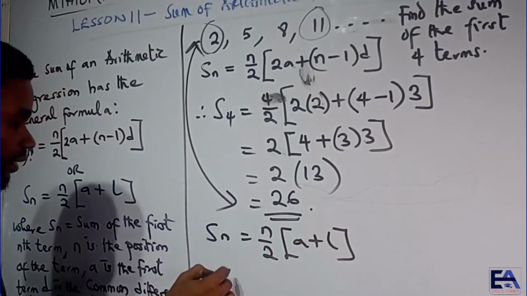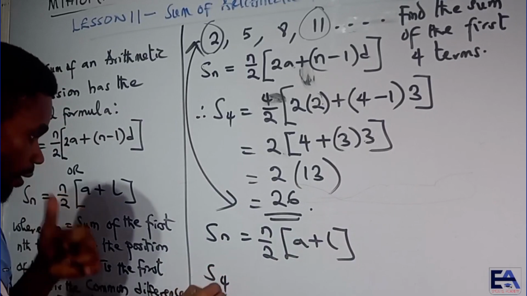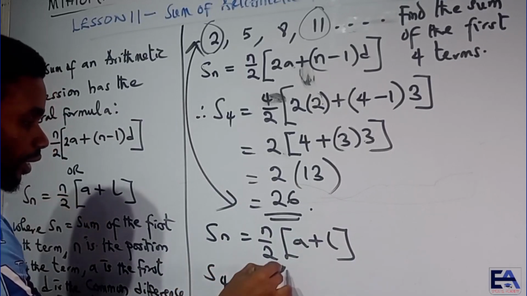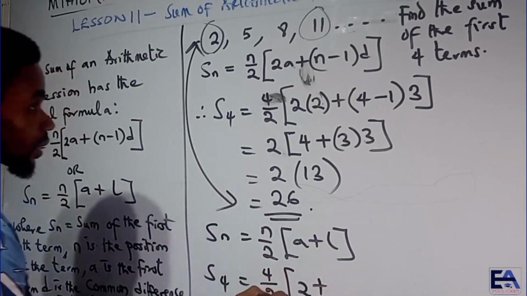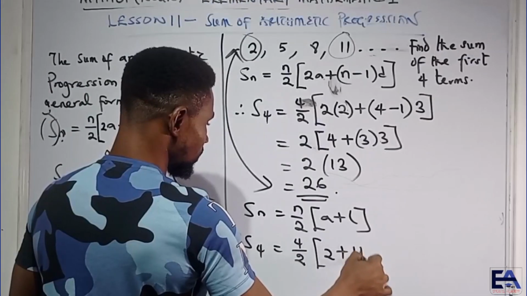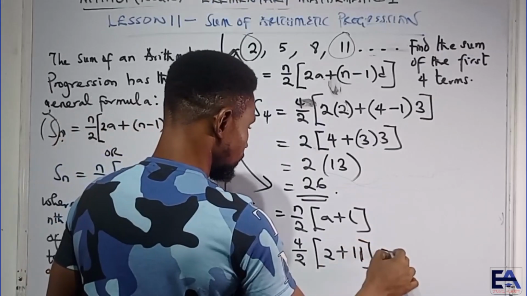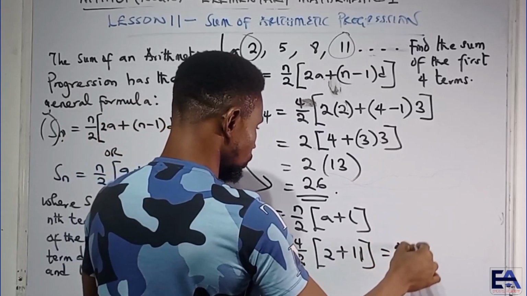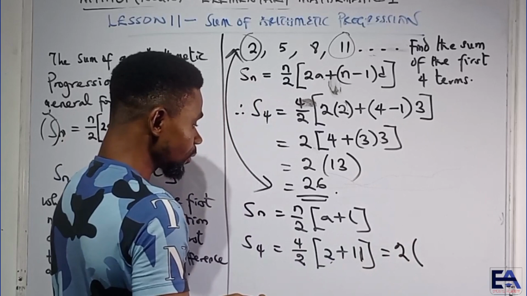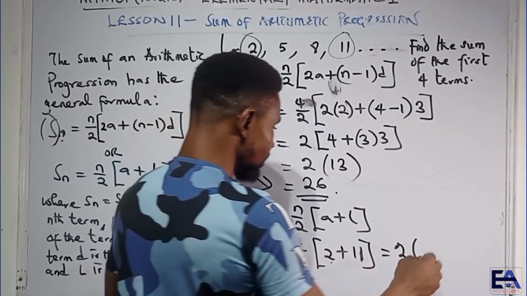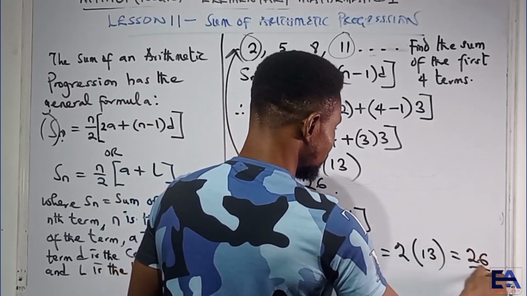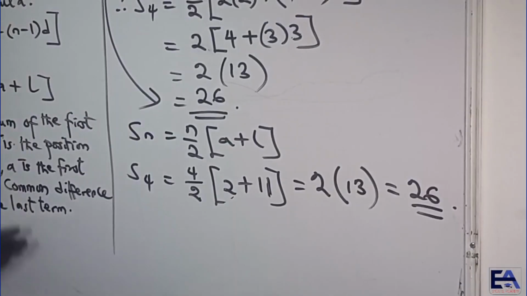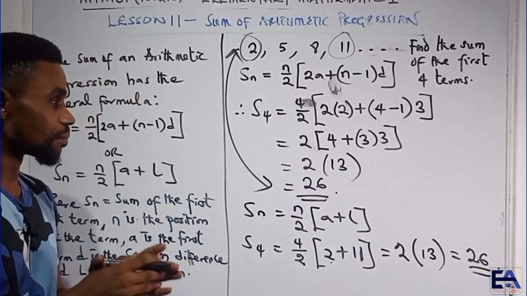So let's see if it works. S4 is equal to 4 over 2, then a, our first term, is 2, plus l, the last one, which is 11. So 4 divided by 2 is 2, then 2 plus 11 is 13. 2 times 13, you still end up with the same 26. And that is how it goes. These are the two formulas for finding the sum of an arithmetic progression.